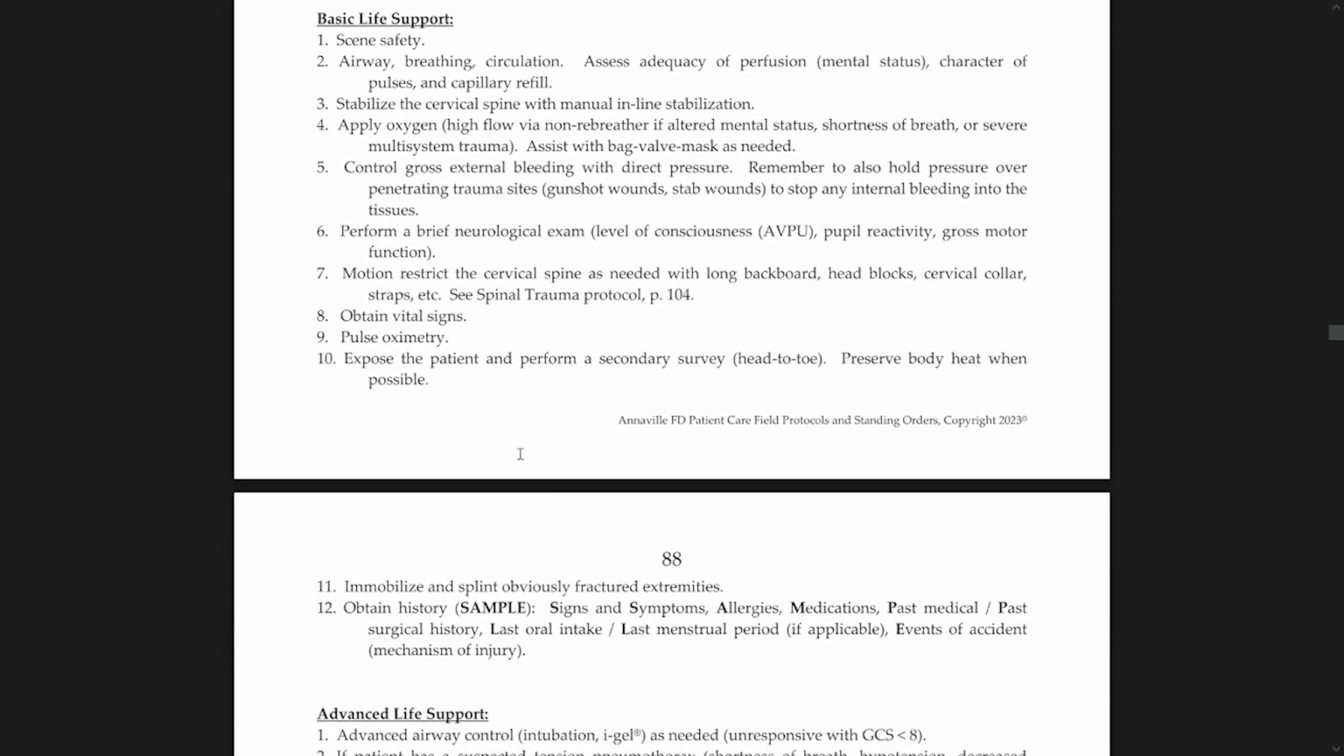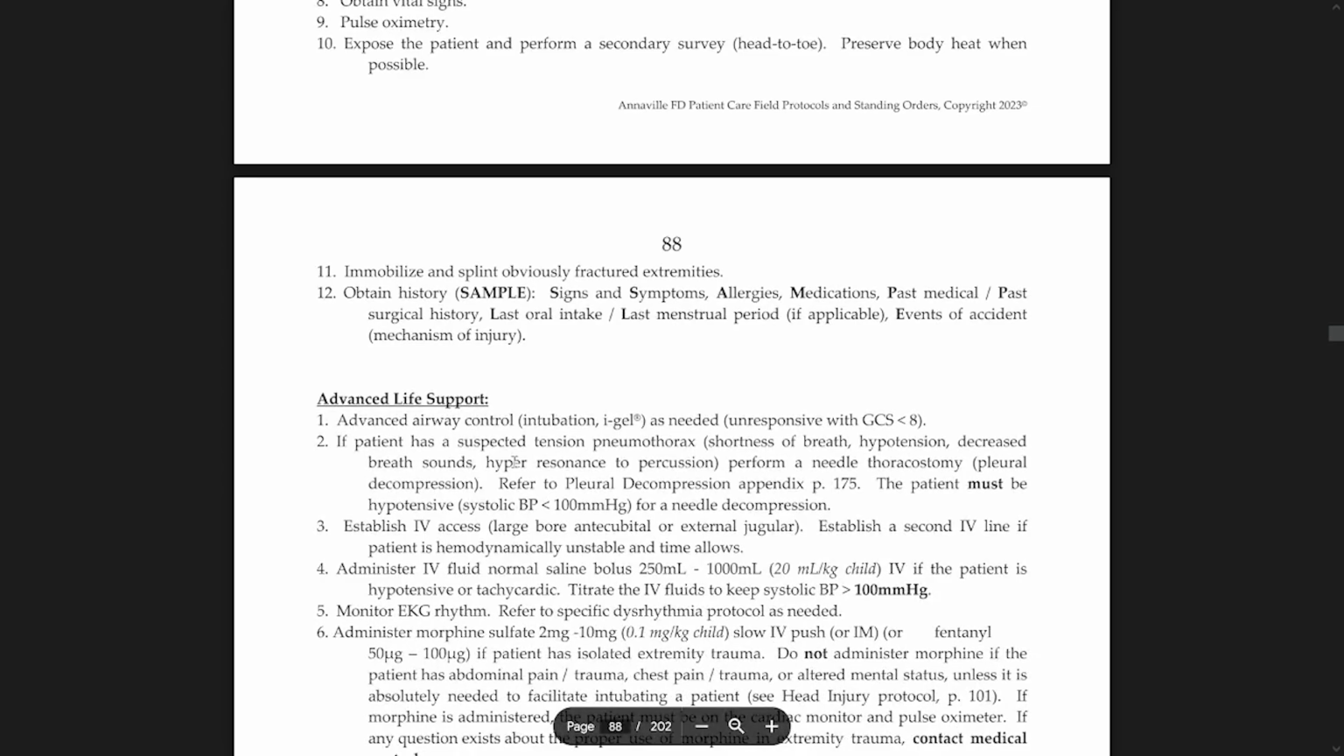Obtain vital signs. Get your pulse oximetry, expose the patient and perform a secondary survey head to toe. Preserve body heat when possible. Immobilize and splint obviously fractured extremities. Obtain a history. Utilize a SAMPLE mnemonic, which is signs and symptoms, allergies, medications, past medical history or surgeries, last oral intake, last menstrual period if applicable, and the events of the accident.